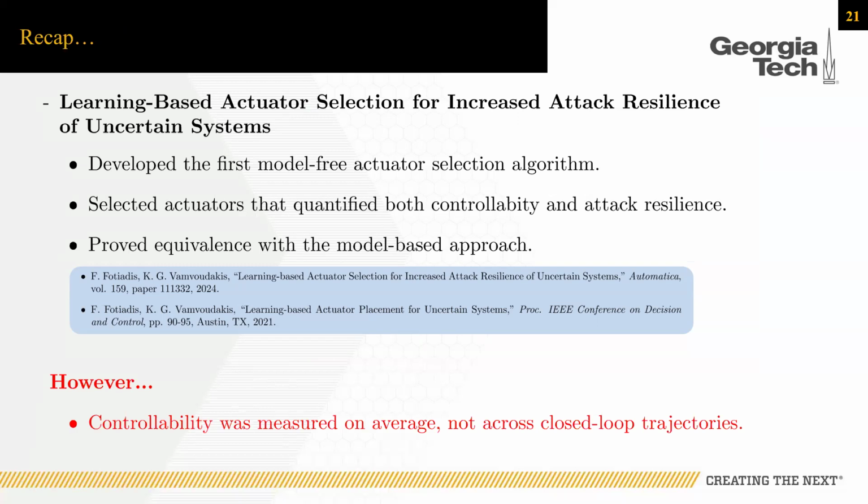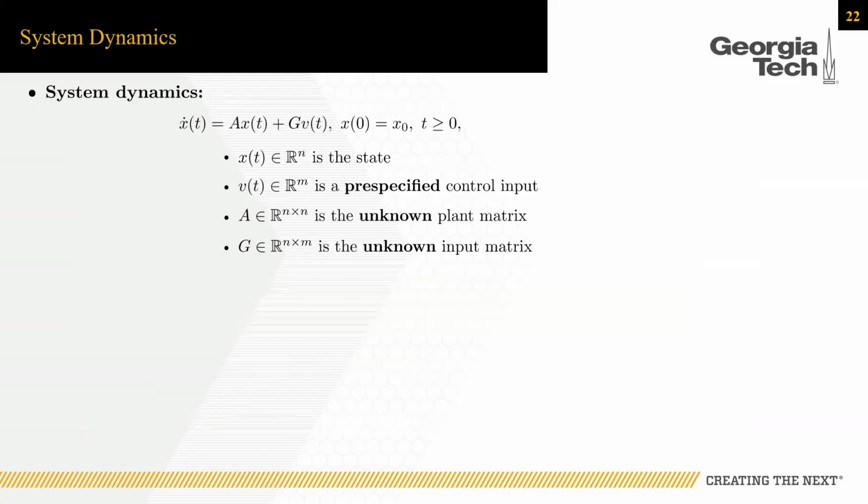There were some things that we didn't like. The controllability was measured on average, not across closed-loop trajectories. So what we can do here is we can also do controllability across closed-loop trajectories. If we do controllability across closed-loop trajectories, we don't have the actuator placement problem, but we have the control allocation problem, okay? So again, let's go back to our favorite system dynamics. Again, your X is the state, your V is, we don't do control synthesis here, remember? So V is a pre-specified control input, and A and G are the unknown plant input matrices, okay?